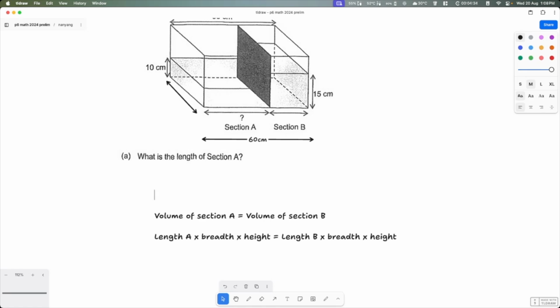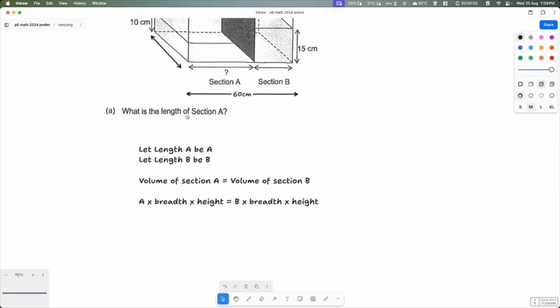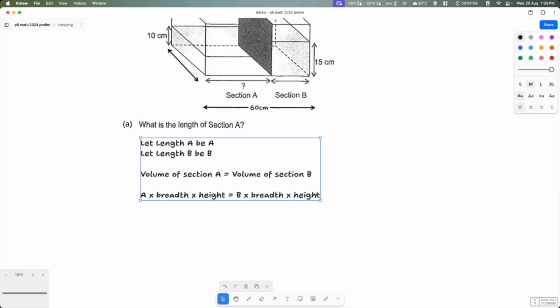In this case, let length A be A, and let length B be B. With that said, the next thing is that we can cancel out the breadth on both sides, like this.